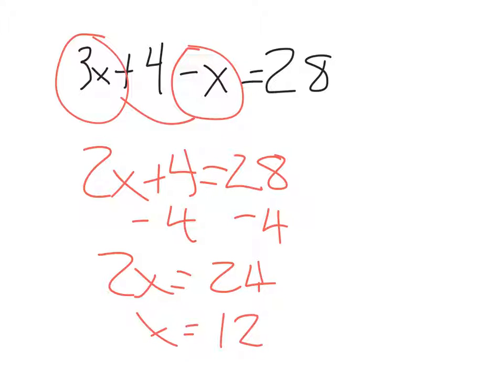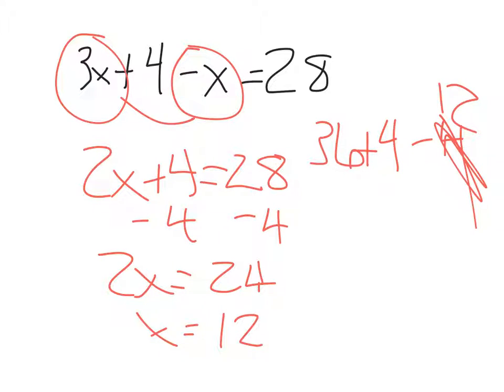Put the 12 back in. 36 plus 4 minus 12. So 36 plus 4 is 40, minus 12 is 28. Look, it is practice, practice, practice.